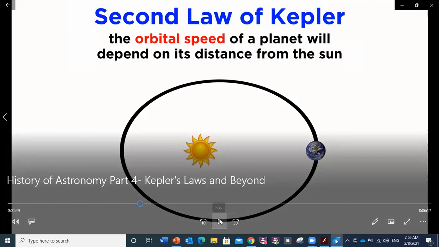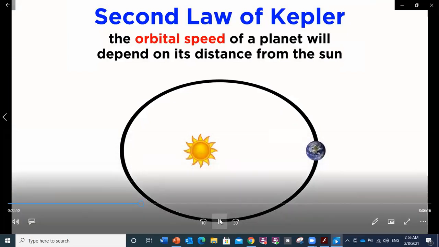Okay, the second law says the orbital speed of a planet will vary according to its distance from the Sun. It slows down when further away.